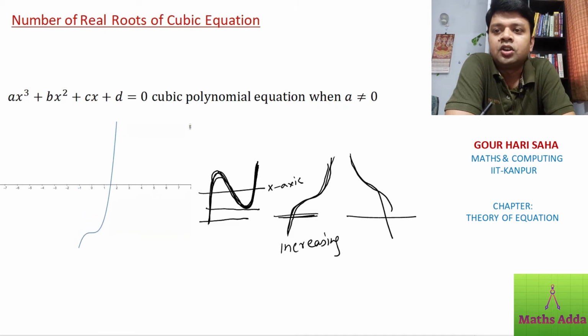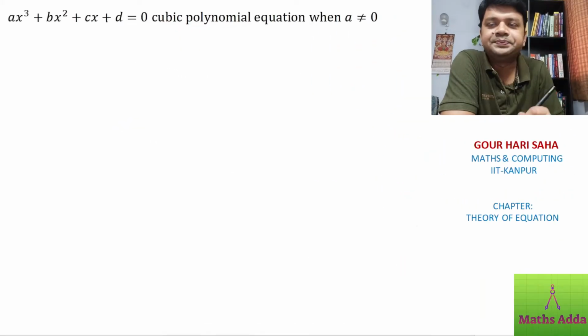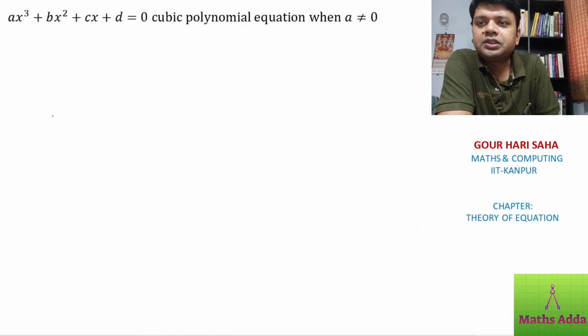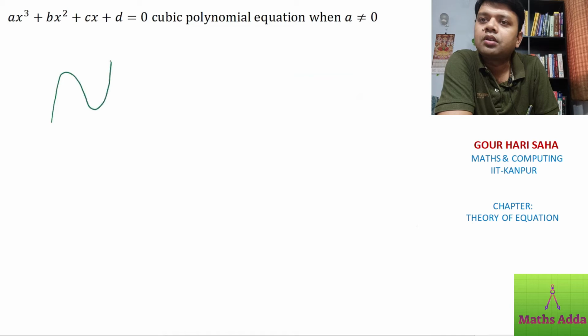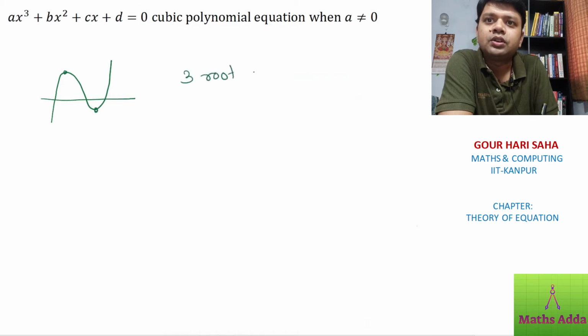So let's try to formulate this. So I first take which situation? I take this one, correct, and this one. This is maxima, this is minima. This is the three root situation, correct.